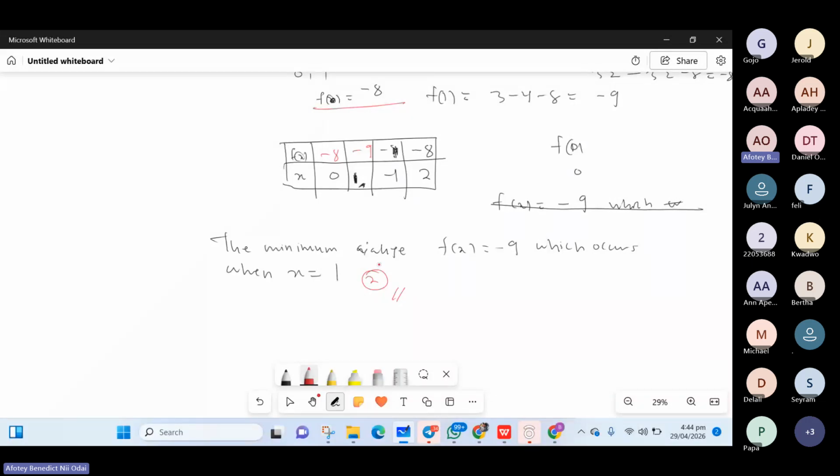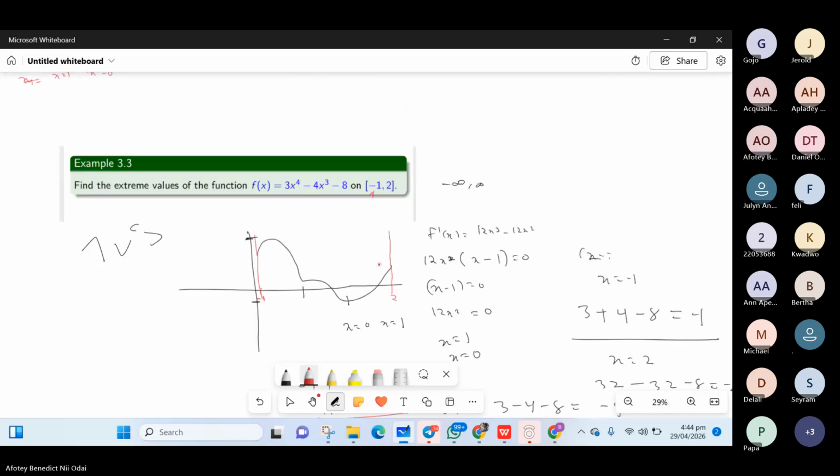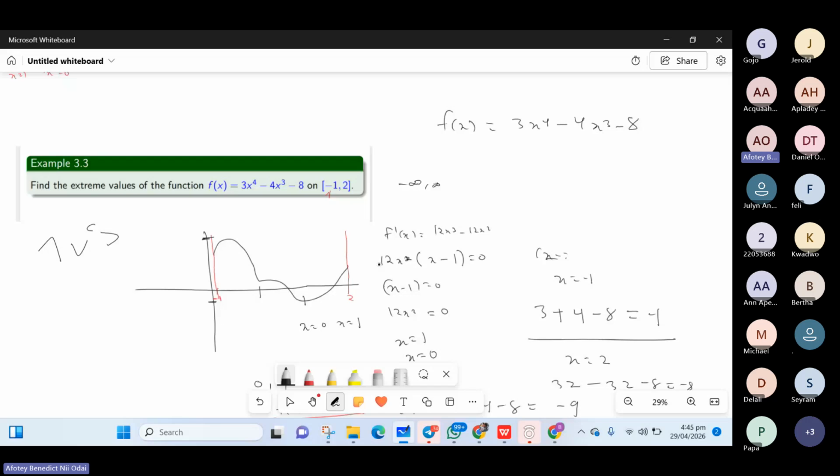So let me say this again. Please listen to this carefully. This question that we are seeing here, the way I solve this, I might lose marks. If I start with f of x is equal to 3x to the power 4 minus 4x cubed minus 8, and I find a differential, whatever I've done is already wrong. Because once I write the function again, I have to state the interval -1, 2.